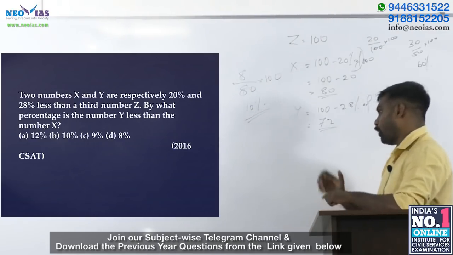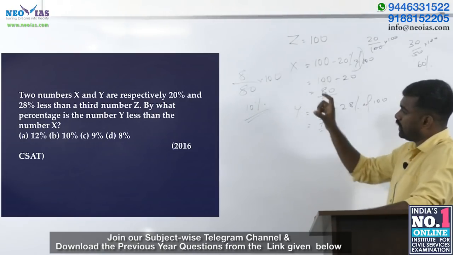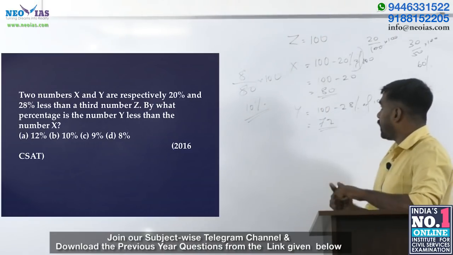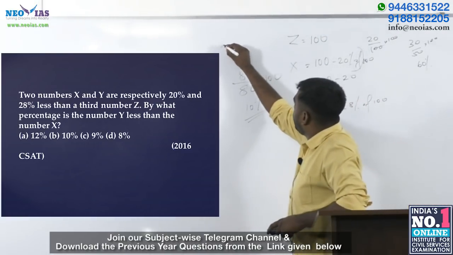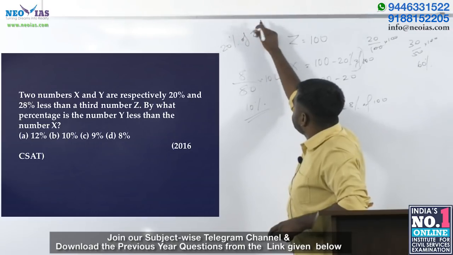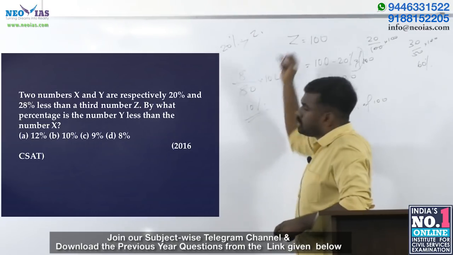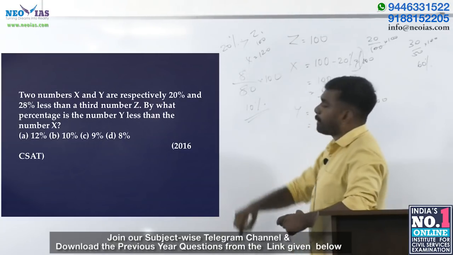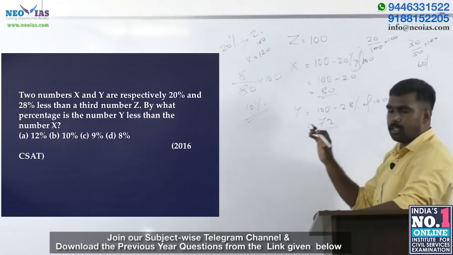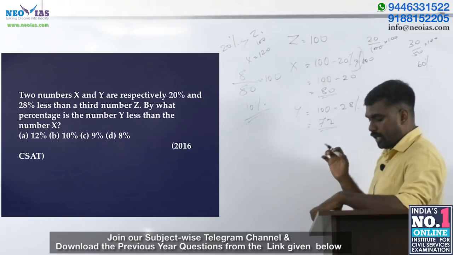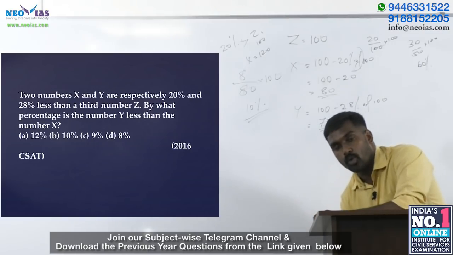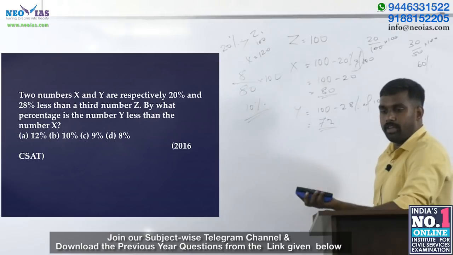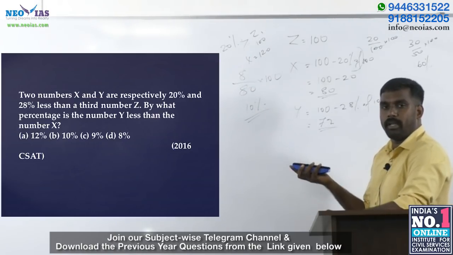So what you have to make sure with the problem is that if something is less than some other value, or something is greater than some other value, assume that if x was 20% greater than z, what will become x? If z is 100, x will become 120, right? That concept you have to understand thoroughly, then only you will be able to move on in this topic of percentage. If we are assuming something as 100, 20% more means 20 more.